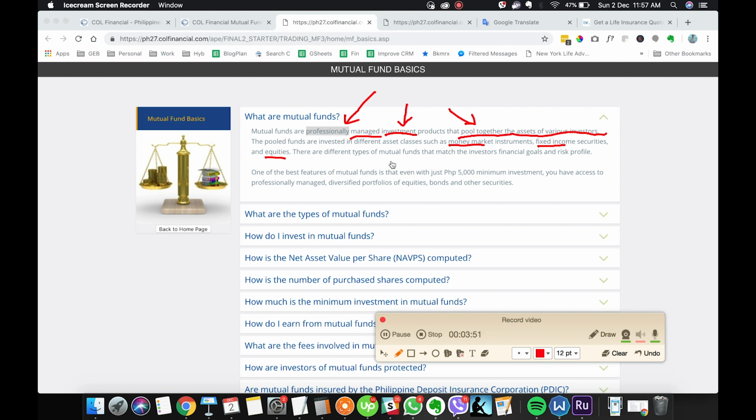There are different types of mutual funds that match the investor's financial goals and risk profile. This is very important. As you go through the years of investing in mutual funds or in stocks, you have to know what your financial goals are. Do you need the money right away, within a month, within 3 months, within 6 months? What is your risk profile? Are you afraid to see the red that your money is going down? Is that money something that you need in the next 5 years? If you don't know these answers yet, better to find out your financial and risk profile.